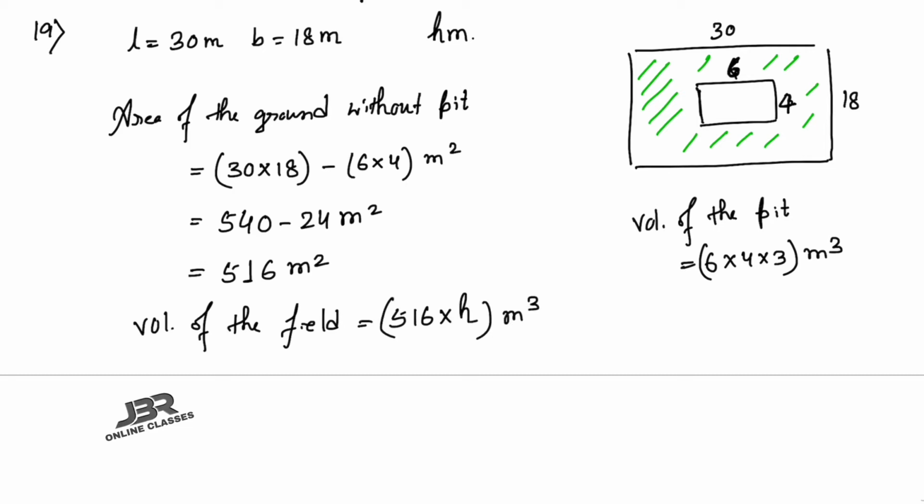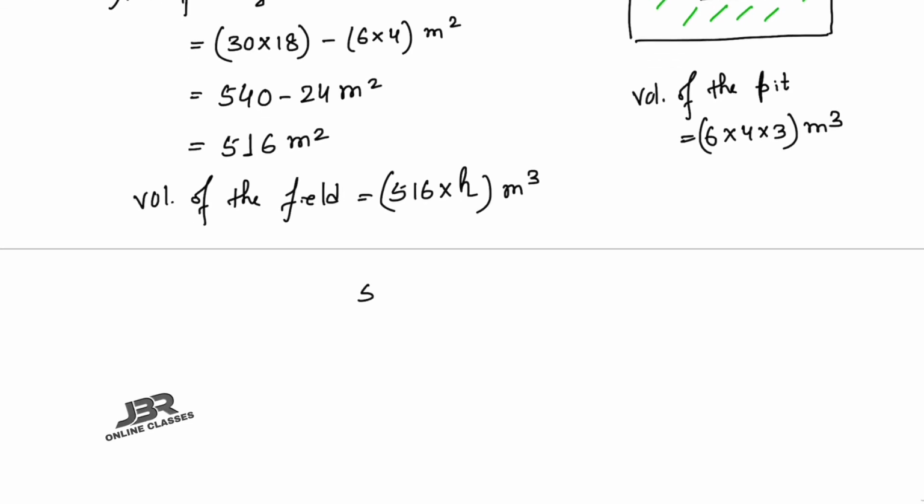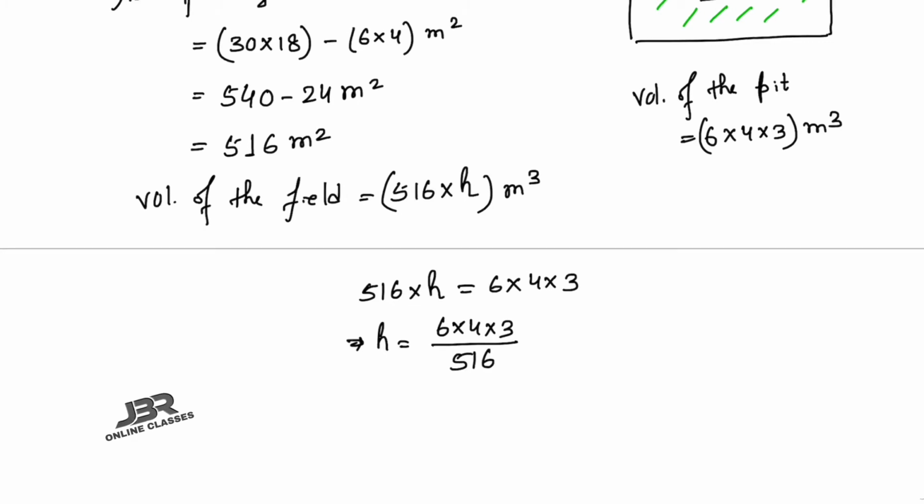Now according to your question here, 516 into h will be equal to the volume of the pit. So here h equal to 6 into 4 into 3 divided by 516. So here you can write down 72 by 516, that one equal to here 0.1395 meter. So that means here 13.95 centimeter as your answer.